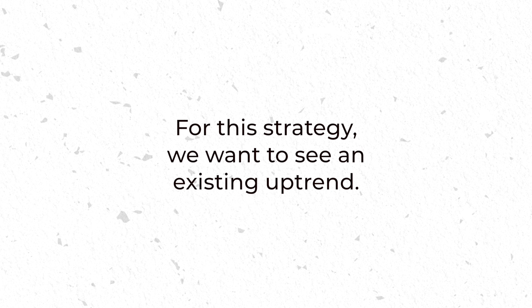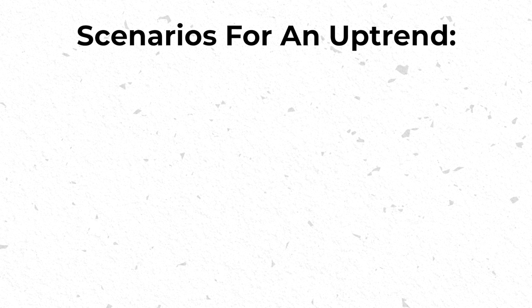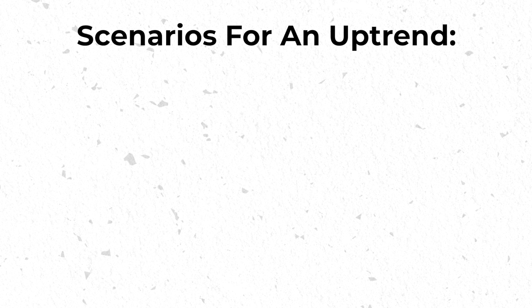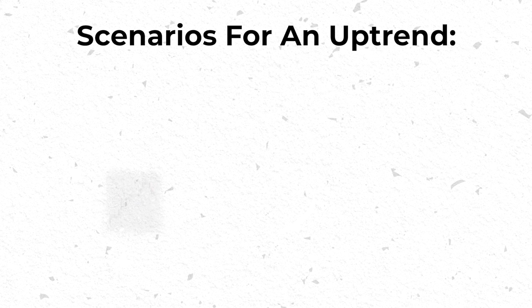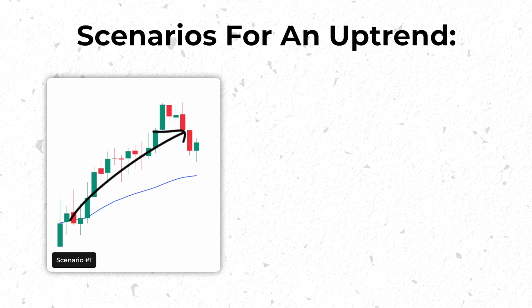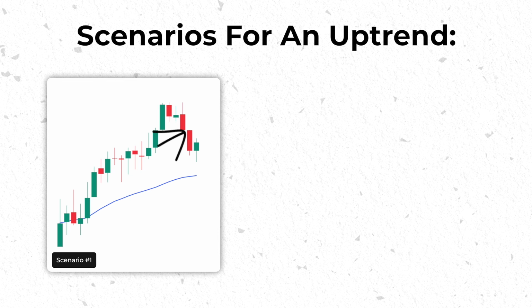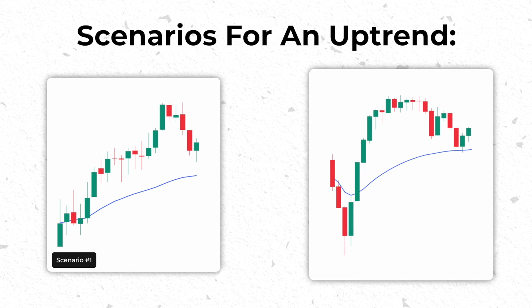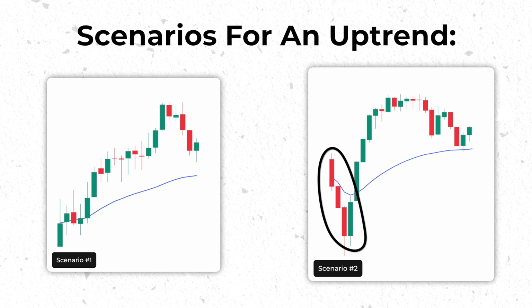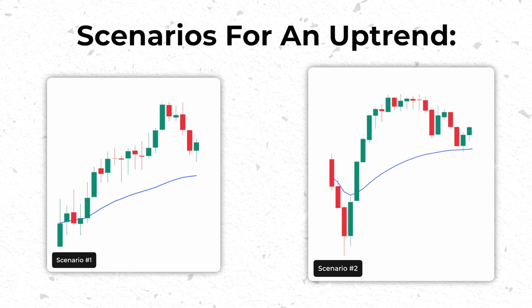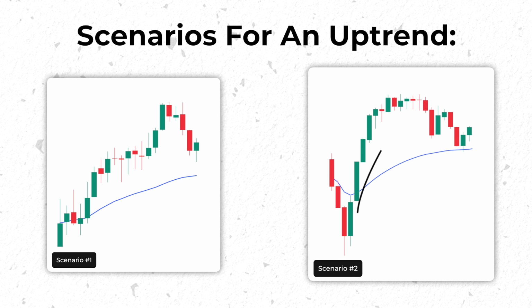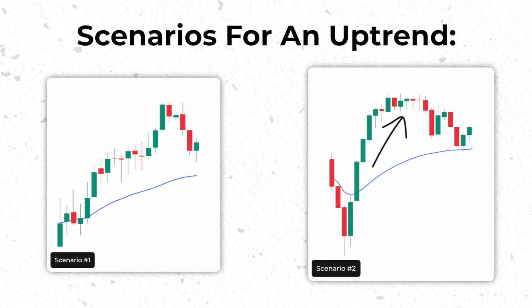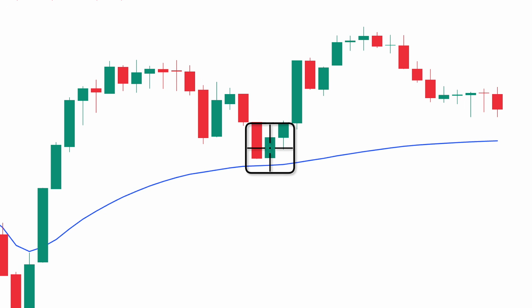For this strategy, we want to see an existing uptrend. For an uptrend, there are two possible scenarios. Number one, the price has stayed above the VWAP from the start of the day. Number two, the price initially moved below the VWAP, but within the first 5 to 6 candles, it reversed and stayed above the VWAP. In either of these situations, we wait for the price to pull back to the VWAP.